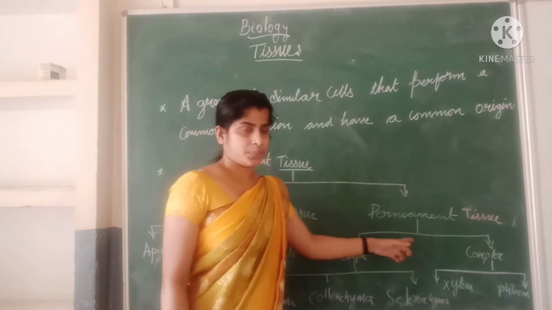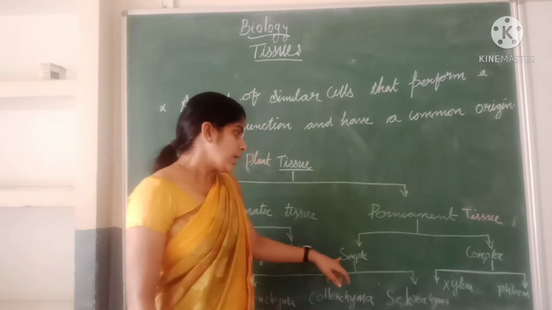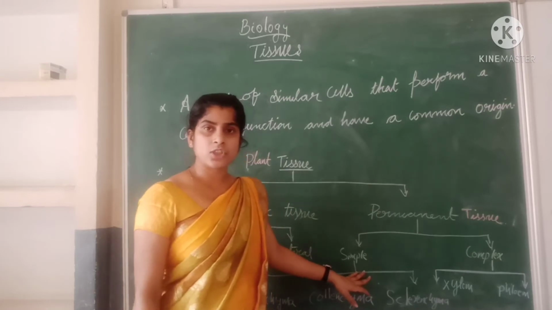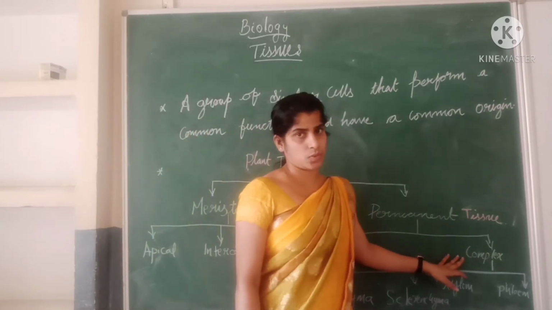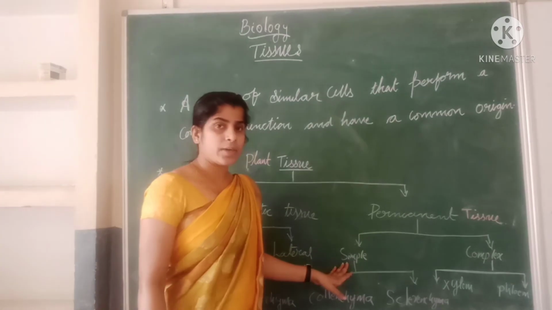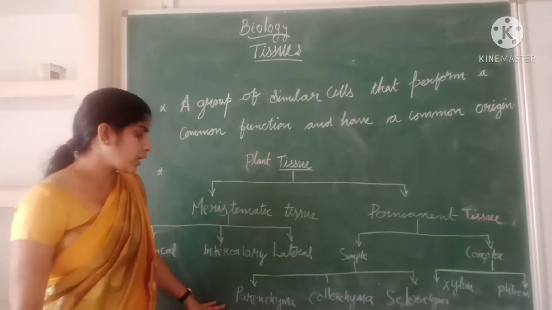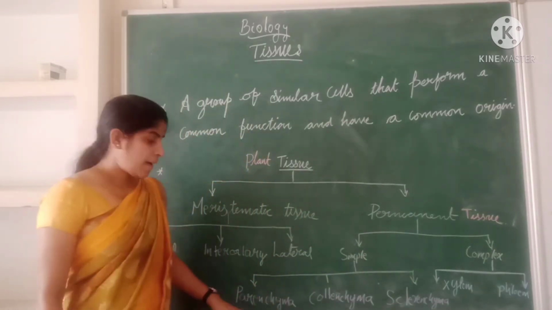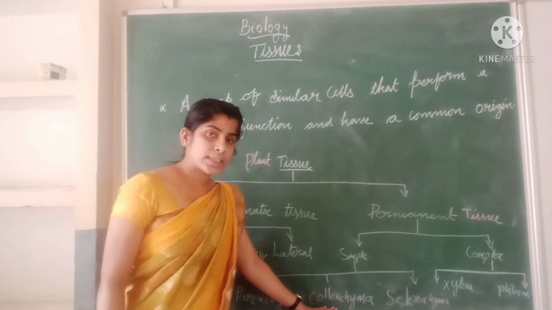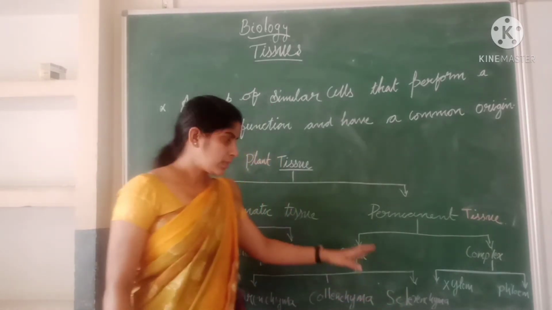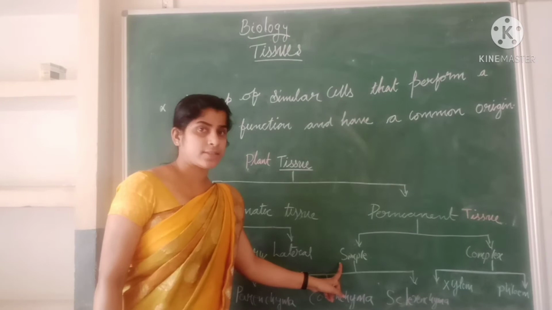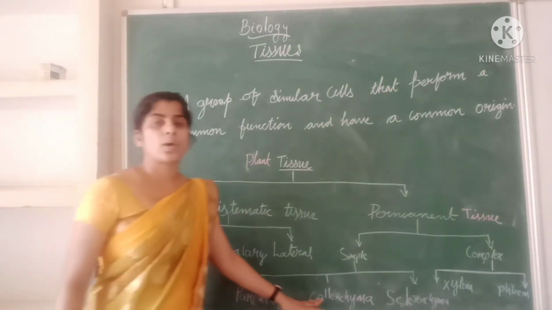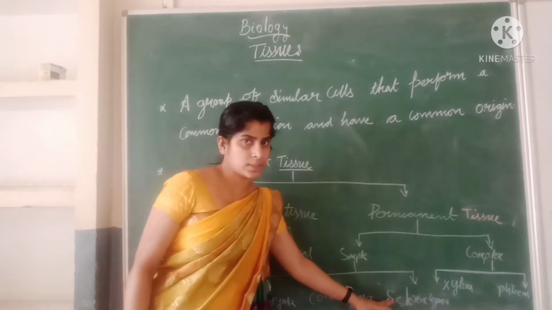Permanent tissue is divided into two: simple permanent tissue and complex permanent tissue. Simple permanent tissue is again divided into three: parenchyma, collenchyma and sclerenchyma. Simple permanent tissue is divided into three, that is what? Parenchyma, collenchyma and sclerenchyma. Is it clear?